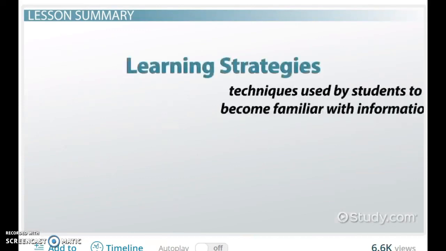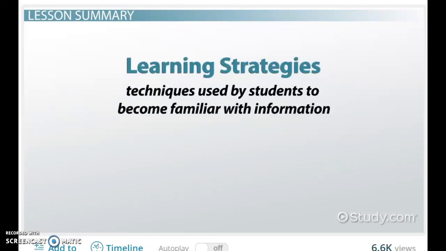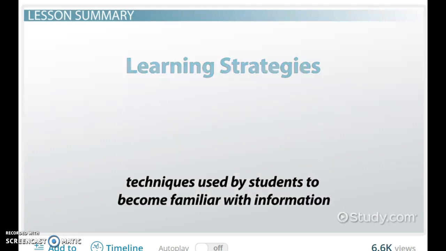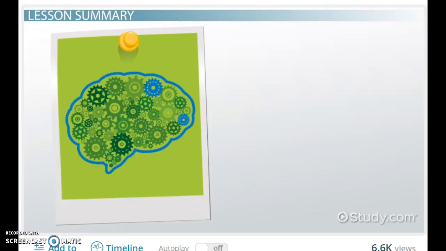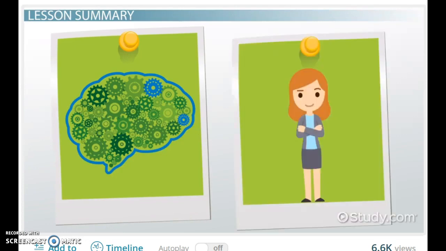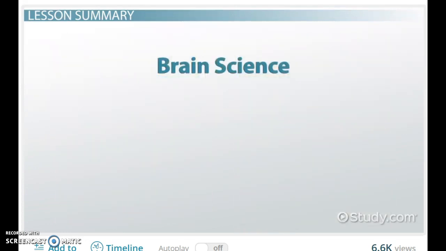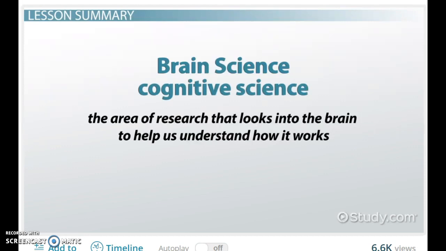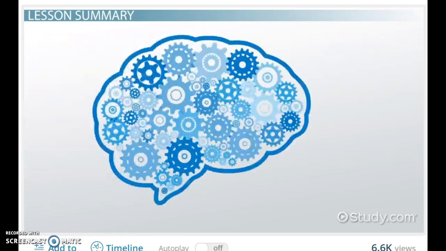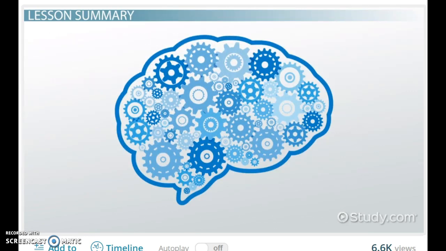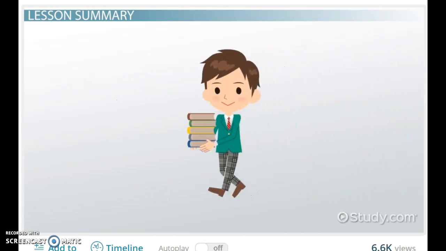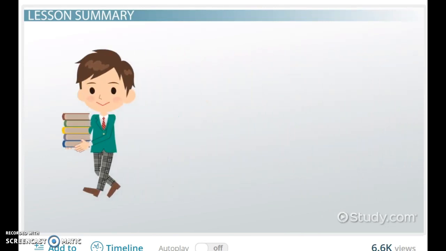Learning strategies are techniques used by students to become familiar with information. Educational research comes from two sources, brain or cognitive science and teacher experience. Brain science, also known as cognitive science, is the area of research that looks into the brain, sometimes literally, to help us understand how it works. The information gleaned from cognitive research steers instructional methods. This research tells us how to teach students strategies to make learning more sustained.